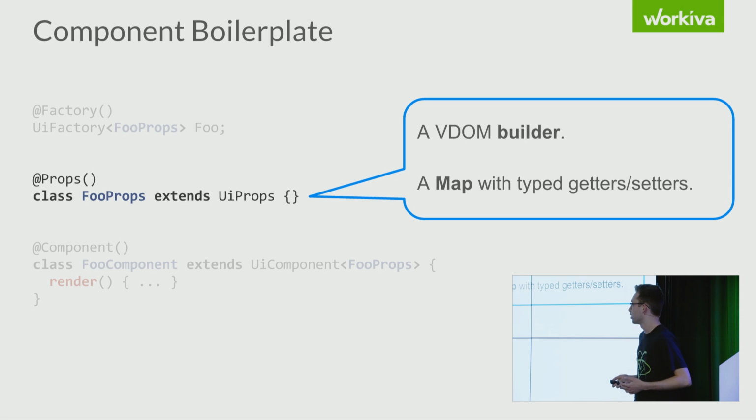And then we have our UI props class, which is the builder, and it's also a map. So it has the type getters and setters for convenience, but it also can be used wherever a map can be used. So what's nice about this is it makes these props classes backwards compatible with all the React Dart APIs that take a map, because it is a map.